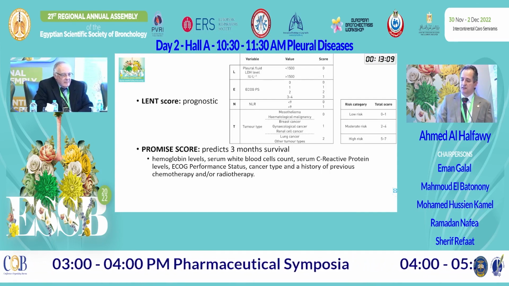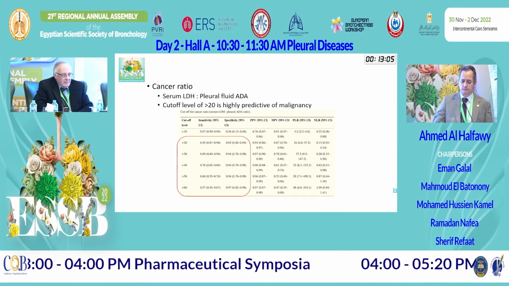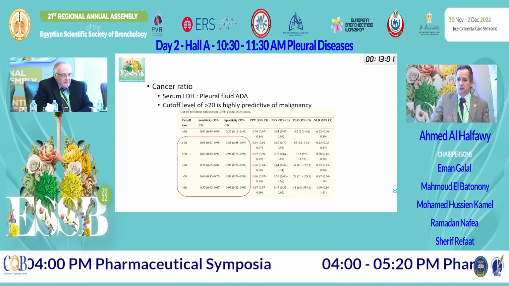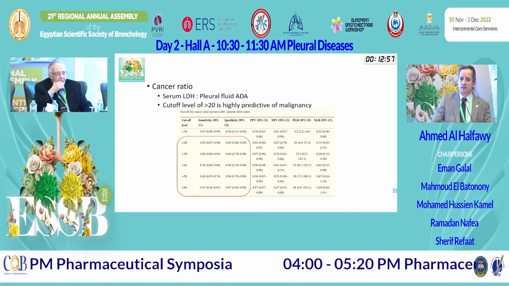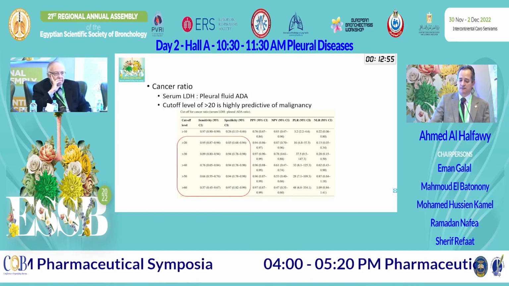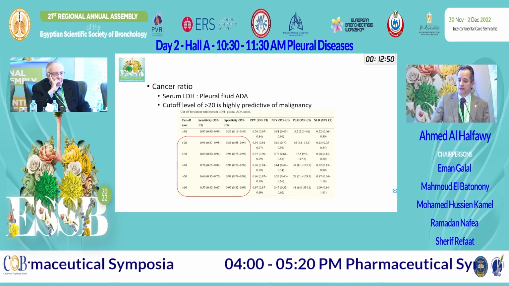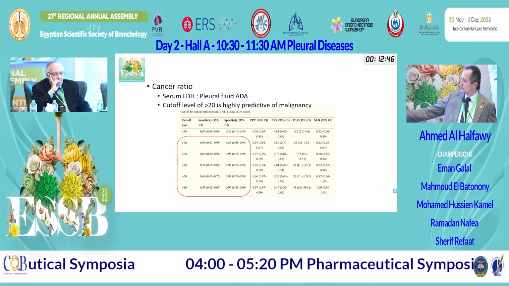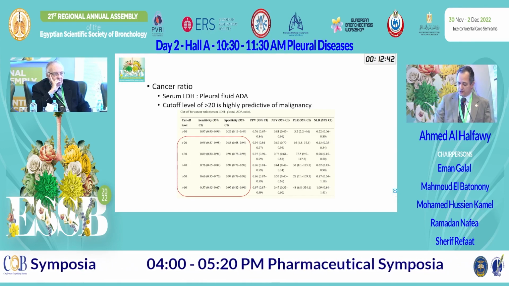Tests are very easy, ready and available, but we have to implement. Now, a small test to detect or predict the presence of malignancy, the cancer ratio, which is the serum LDH to the pleural fluid ADA, and the cutoff value of more than 20 is highly predictive of malignant cells. So the higher the value, the more the specificity and sensitivity.